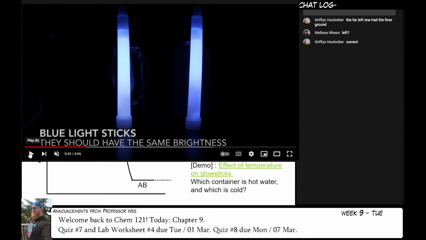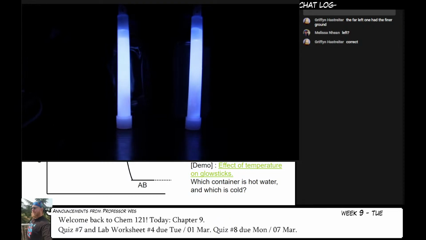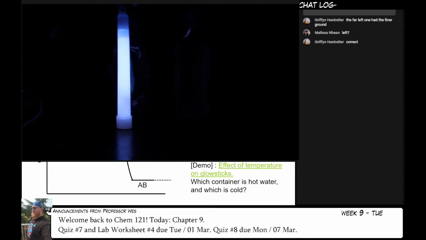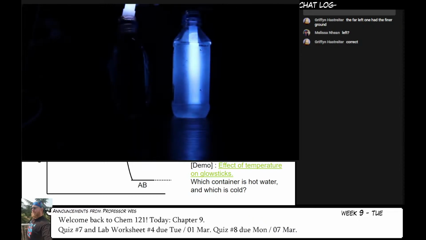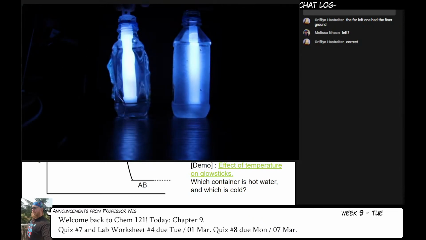So we're going to put this in here. If the reaction speeds up, it should get brighter. And if the reaction slows down, it should get more dim. Let's see what happens. Which beaker is which temperature? So in we go in the first one. Hint, condensation means cold. Into the second one.